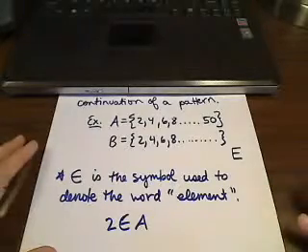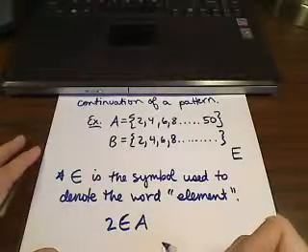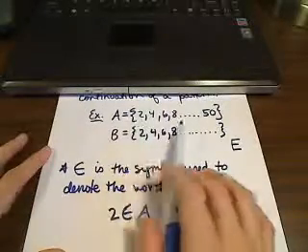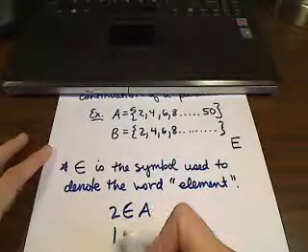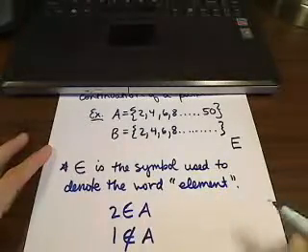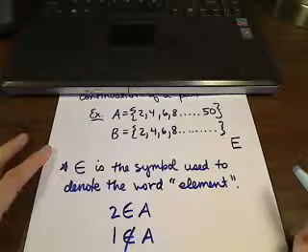We can also use a hash mark through the element symbol to say that something's not an element of a set. So for instance, again, if I'm looking at this set A right here, I could say 1 is not an element of A because it doesn't exist in that set. Okay.